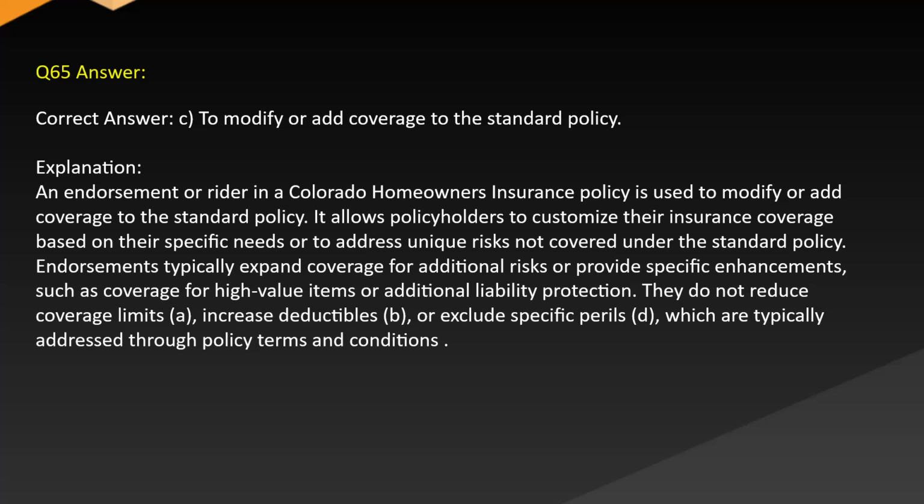Explanation: an endorsement or rider in a Colorado homeowners insurance policy is used to modify or add coverage to the standard policy. It allows policyholders to customize their insurance coverage based on their specific needs or to address unique risks not covered under the standard policy. Endorsements typically expand coverage for additional risks or provide specific enhancements, such as coverage for high-value items or additional liability protection. They do not reduce coverage limits. They do not increase deductibles, B, or exclude specific perils, D, which are typically addressed through policy terms and conditions.